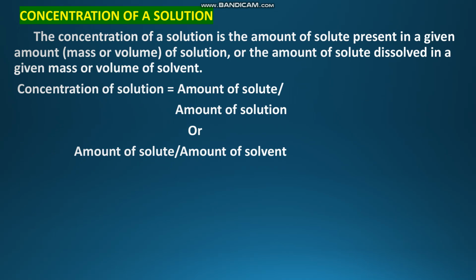So, how can we define concentration of a solution? The concentration of a solution is the amount of solute present in a given amount. This given amount can be a given mass or a given volume of a solution, or the amount of solute dissolved in a given mass or given volume of the solvent. So here is the equation for concentration of a solution. Concentration of a solution is equal to amount of solute divided by amount of solution, or we can say amount of solute divided by amount of solvent.